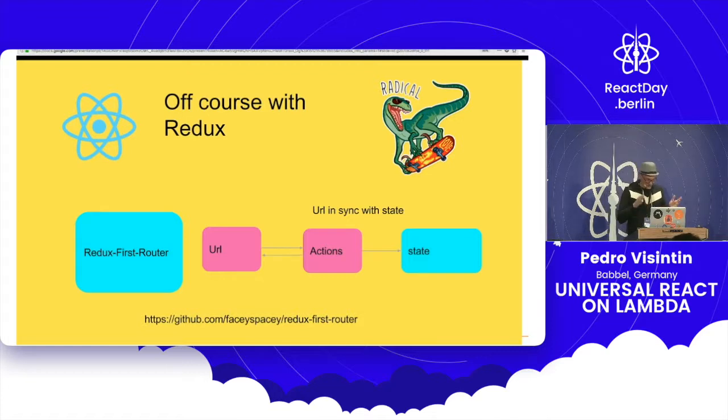Of course, this has Redux there, because I was talking about the state that is Redux. So here's how this will work. The URL goes to actions, the actions update the state, and then the actions update the URL.